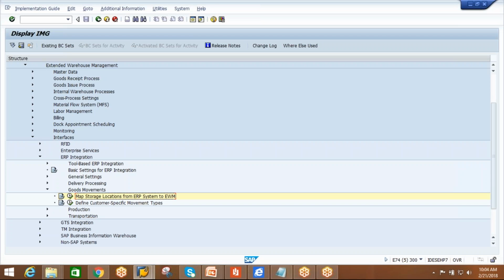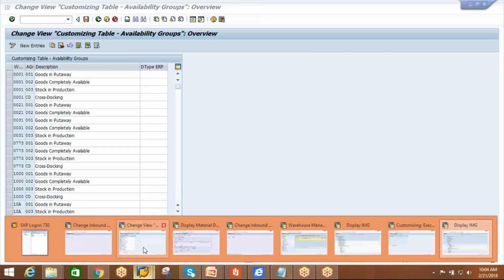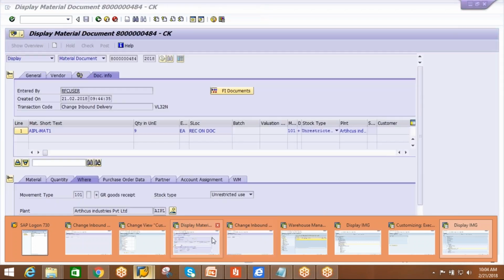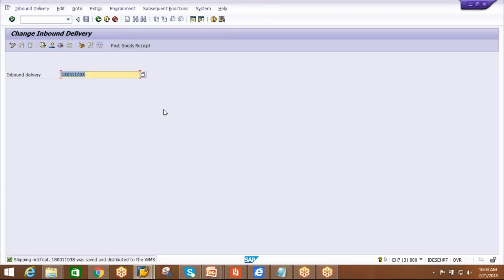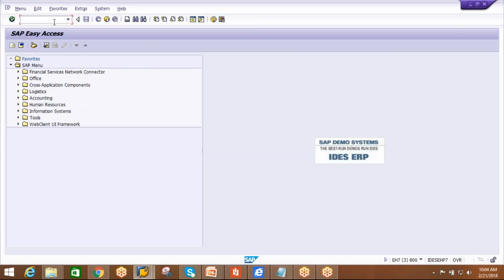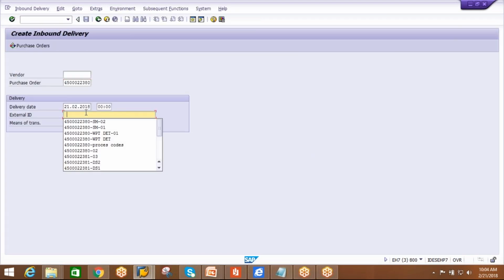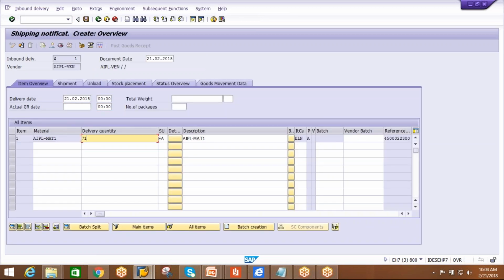How did my stock get F1 for our inbound delivery? In the inbound delivery, it was showing F1. What is the reason? Where is the setup? First, again, I come with inbound delivery, a new test case, VL31N. How is it coming?